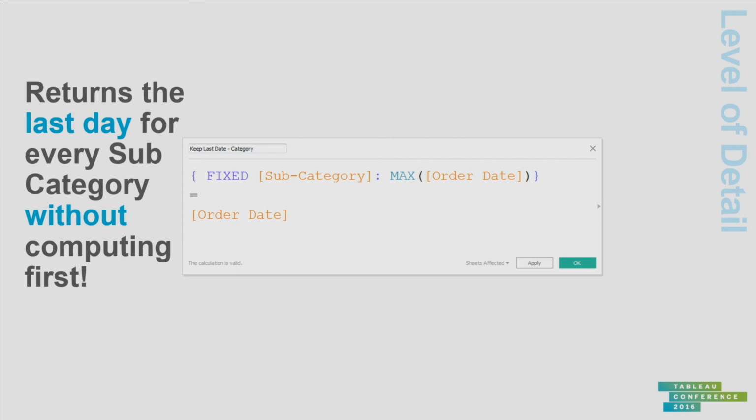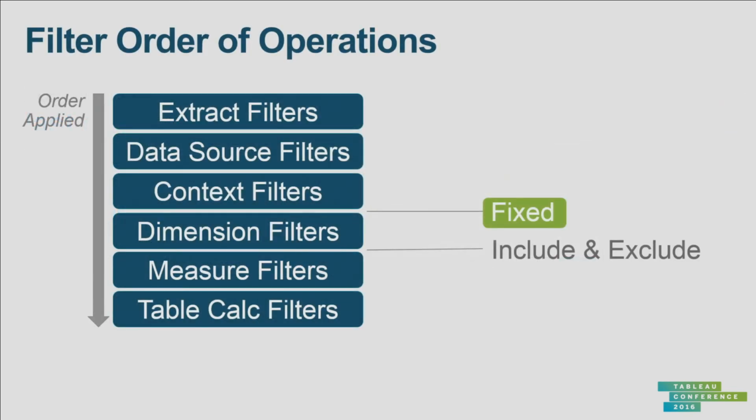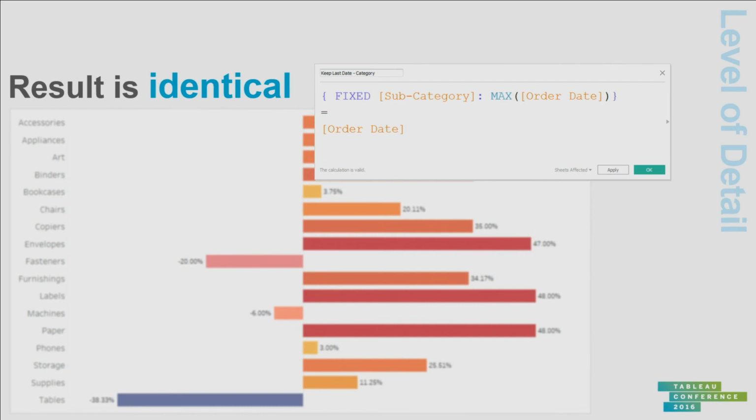And let's go one more time back to our filter order of operations, right? Fixed is run right after our context filters, but a fixed filter would happen before any of our other calculations. So now that filter would run, and then we would perform the profit ratio. So the result is identical, but we're filtering on those date values first before we run any additional analysis. Does that make sense? Does anyone have any questions there?